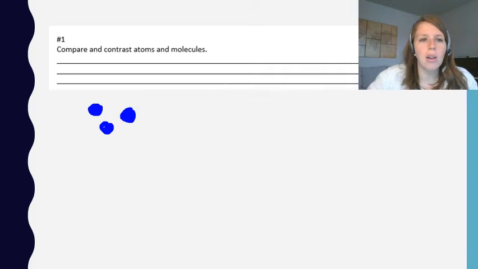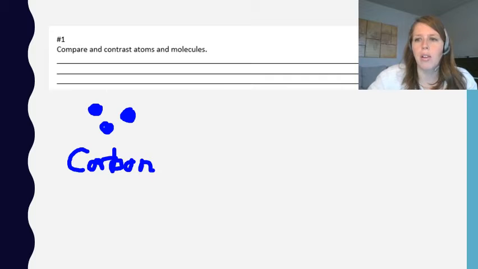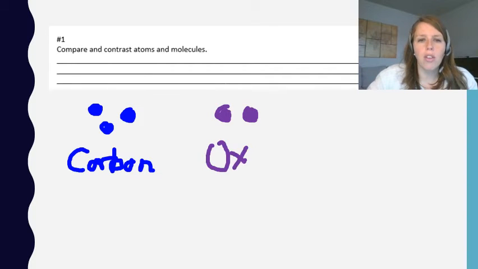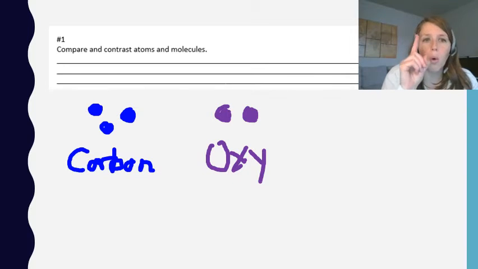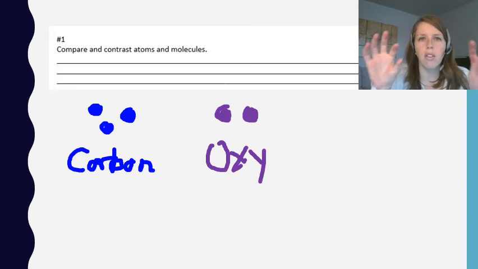So you can have atoms of carbon, you can have atoms of oxygen, right? So let's draw some oxygen atoms as well. So we have oxygen atoms as well, right? Now, I'll just put down here oxygen for short. Now, these are atoms because they are by themselves, right? So atoms are when it's only one thing, like pieces of Legos.